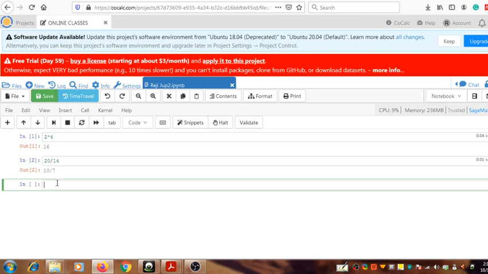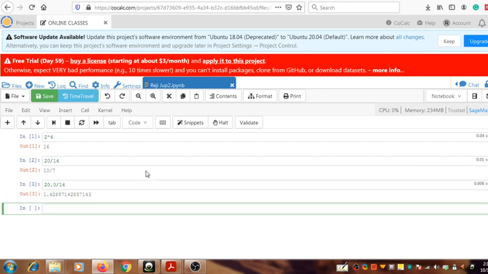See, if we type 20.4 by 14 instead of 20 by 14 and take the output, you can see it displays the number with decimal places. Many decimal places can be seen here.